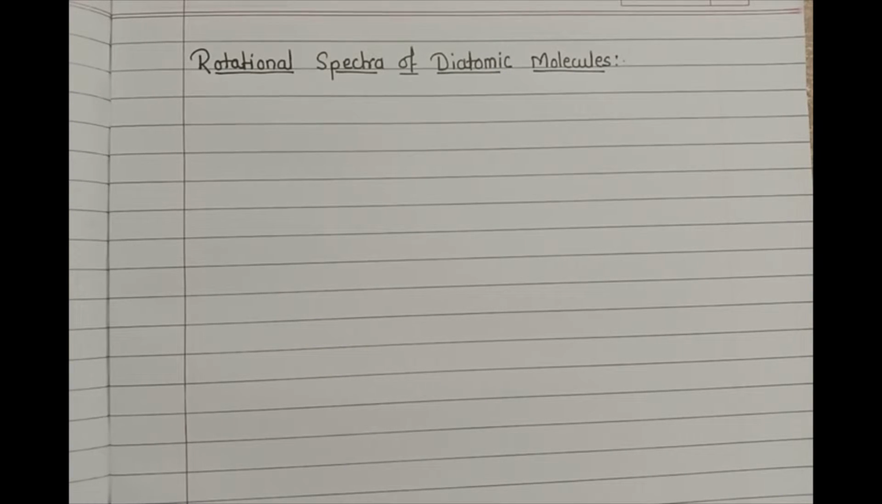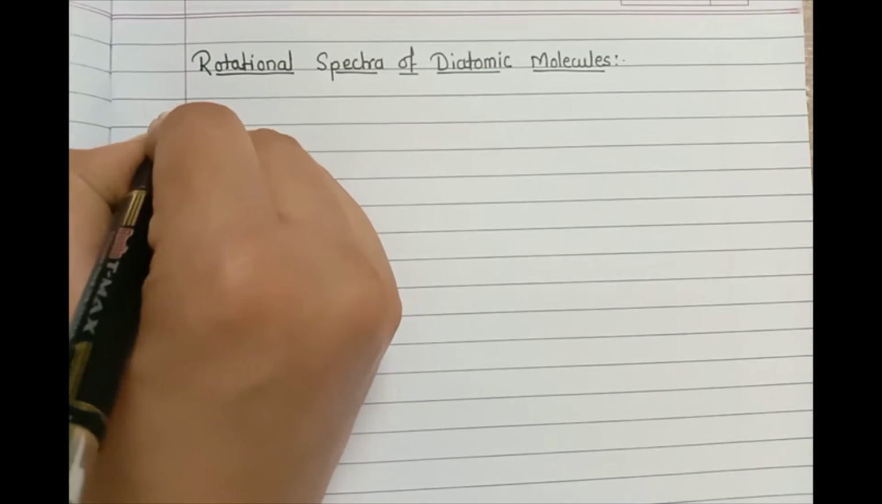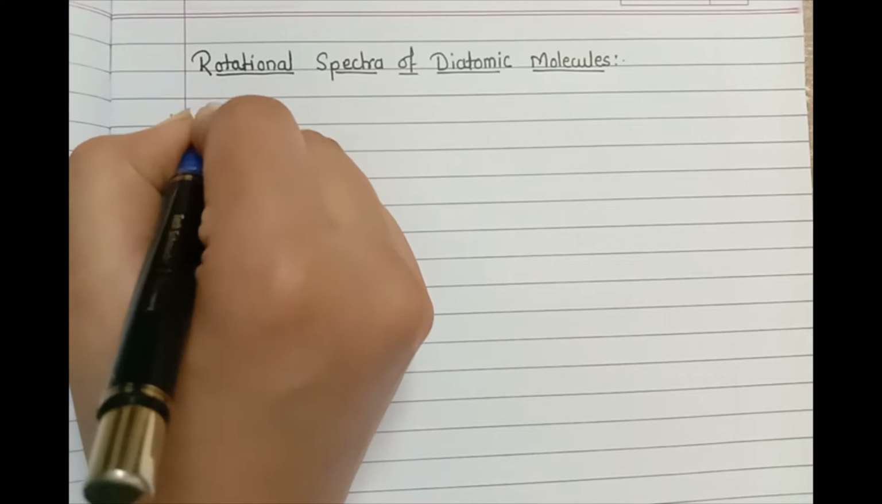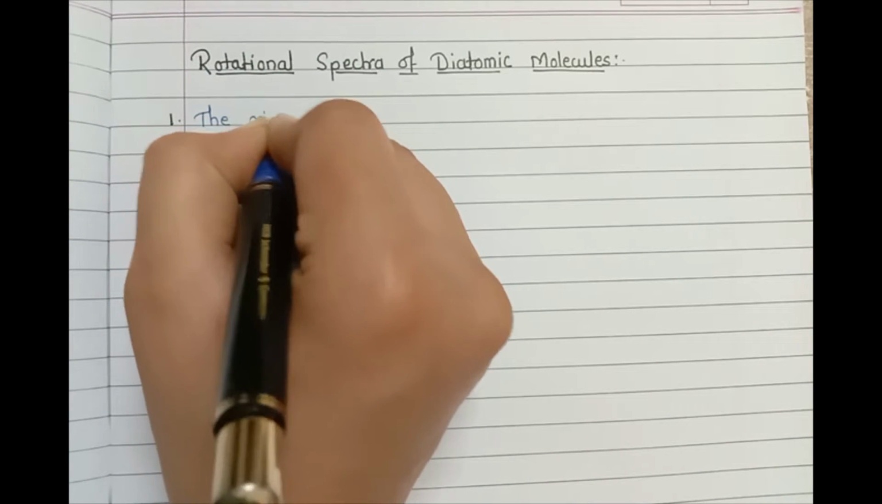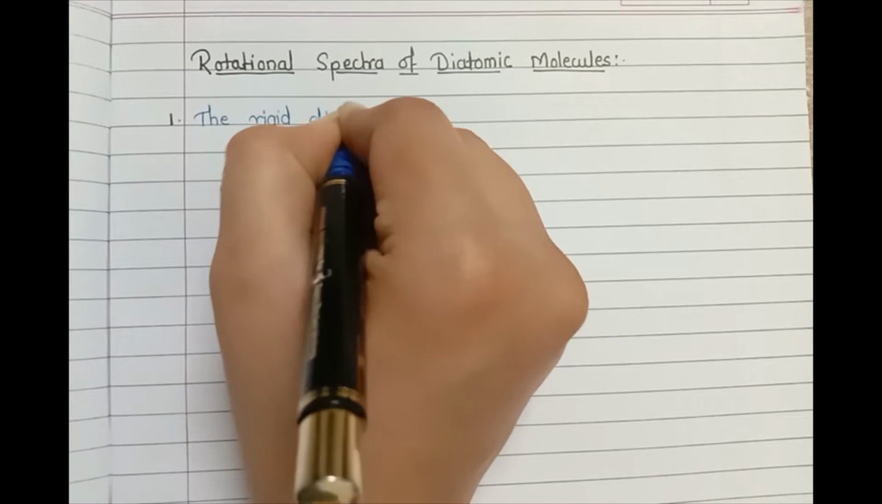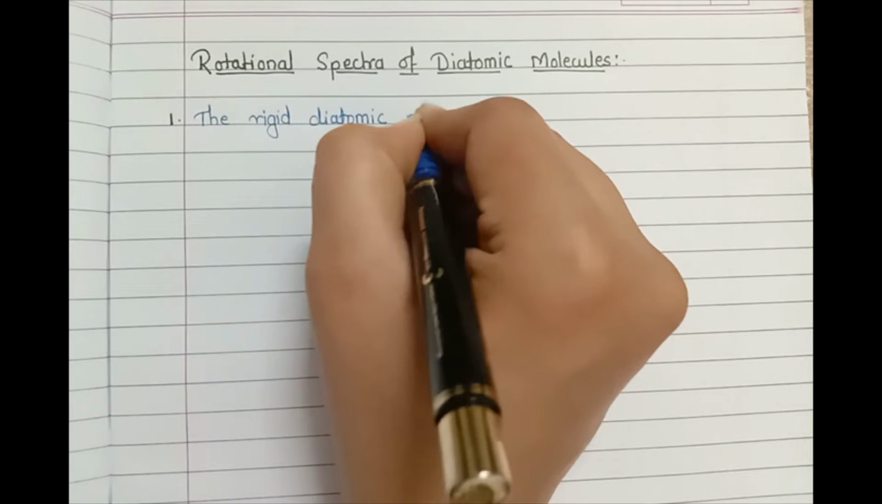Hello students. So in the previous lecture we have studied the classification of molecules depending upon the moment of inertia. In this lecture we are going to study the rotational spectra of diatomic molecules. In that, we are going to see the rigid diatomic molecule.